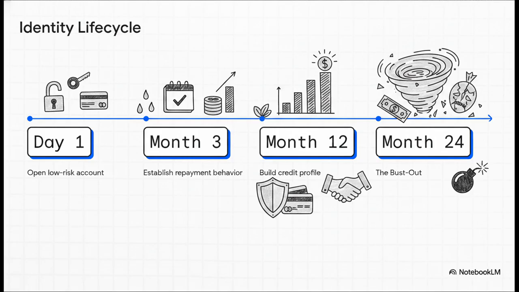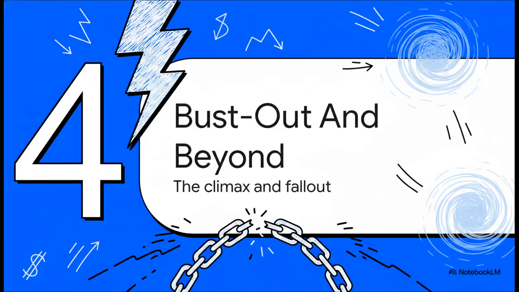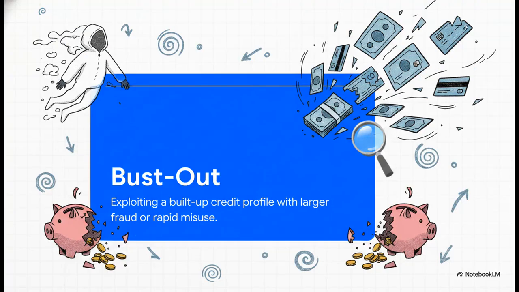The fraudster is methodically feeding and watering this fake identity, waiting patiently for month 24 or whenever they decide their credit limit is high enough for the grand finale. Which brings us to part 4, the bust out and beyond, the climax and the fallout. The bust out is exactly what it sounds like. This is the phase where the fraudster violently and suddenly exploits that beautifully built up credit profile.